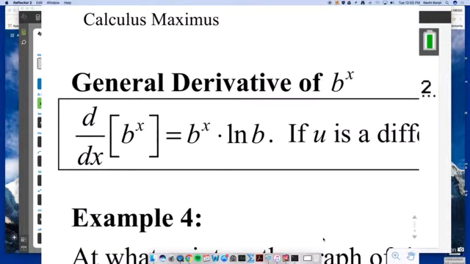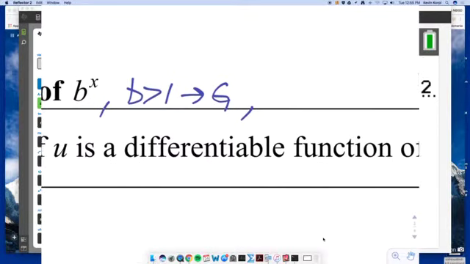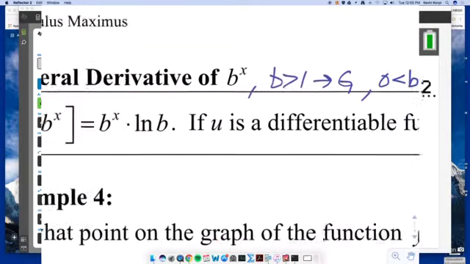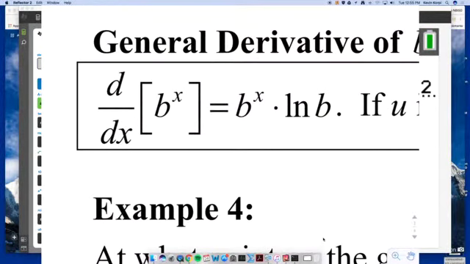The general derivative of any exponential function of the form b to the x power. Now we have values for b that work. b has to be greater than 1, in which case it's a growth function, or b, the base, has to be between 0 and 1, in which case it's a decay function. But anything of the form b to the x is going to be itself, like e to the x, times the natural log of the base. In general, the derivative of any exponential function is itself times the natural log of the base.